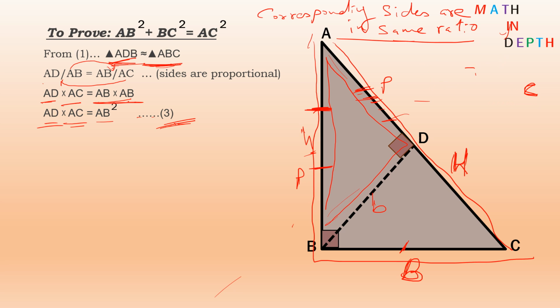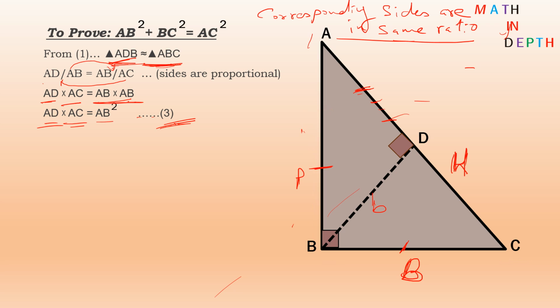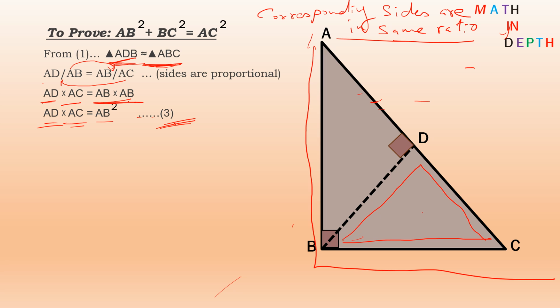Okay. Now again we will take the other two triangles, for which we have proved that they are similar. Which two triangles will we take now? We will take the smaller triangle, this BDC. This is the smaller triangle BDC, and this is the original triangle ABC. So we will take this one and this one.